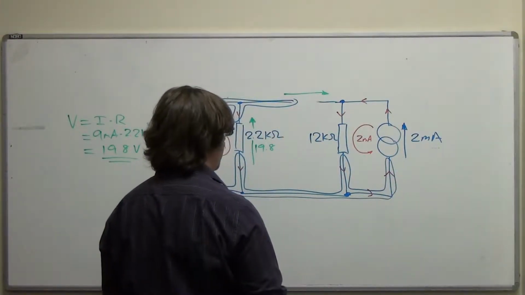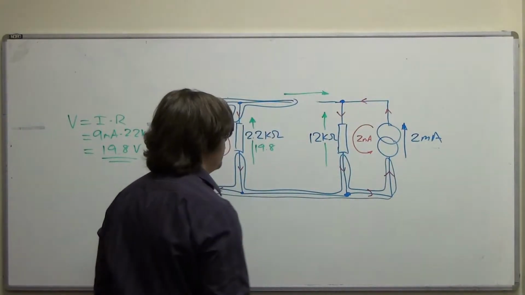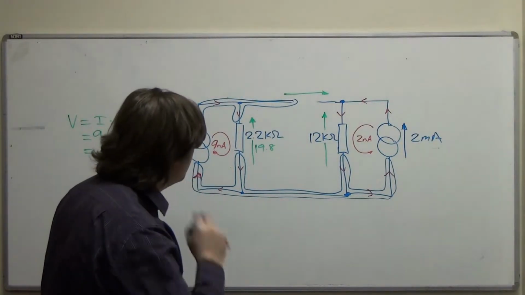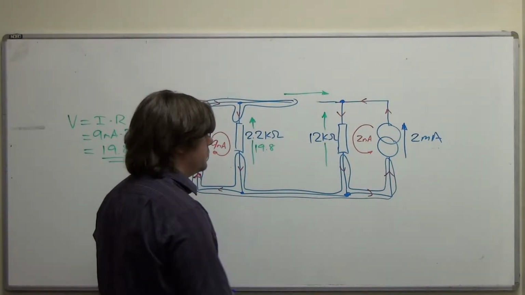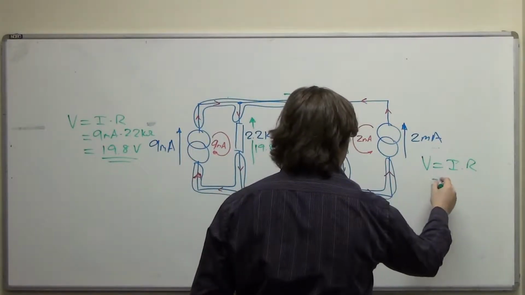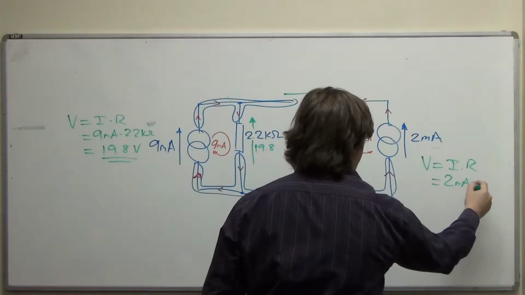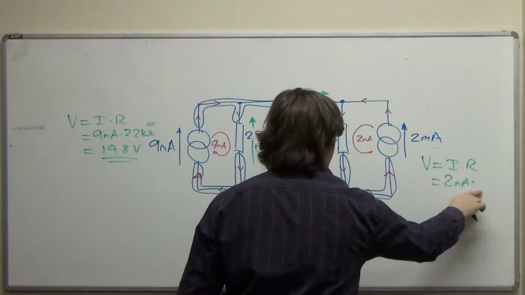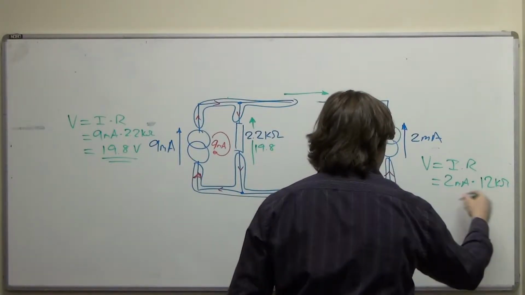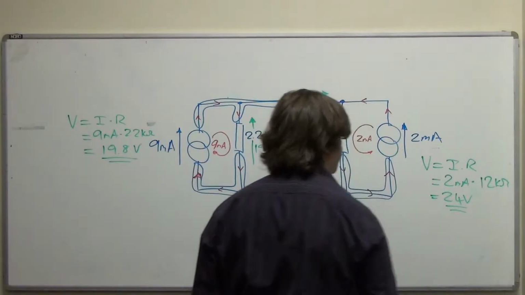And that will yield a voltage across the resistor in that direction. So it's current through, voltage across, always. And we'll have to use Ohm's law again, and we'll say that V is I times R, and that's 2 milliamps times 12 kiloohms. Well, 2 12s are 24, so 24 volts.